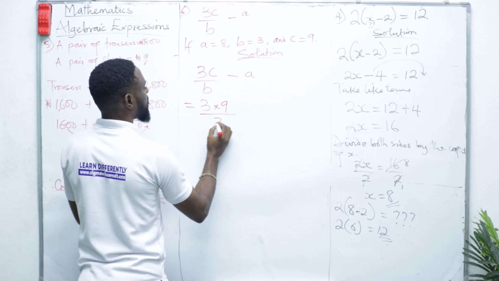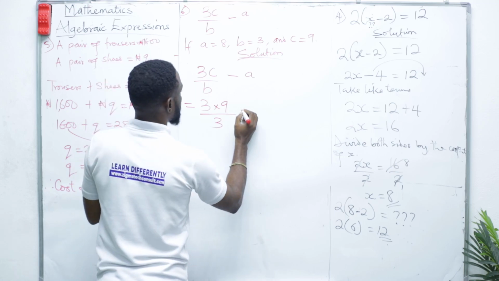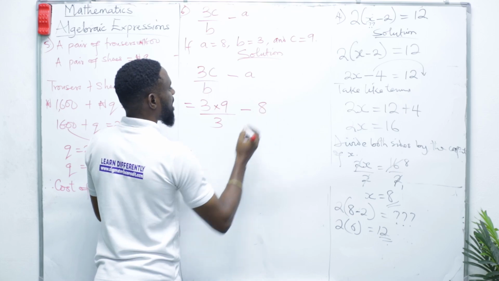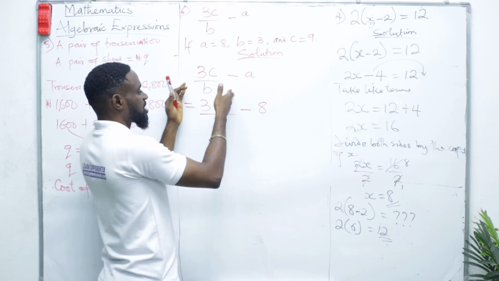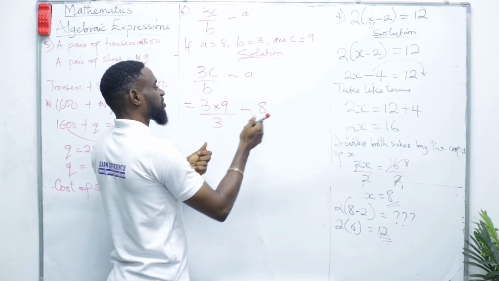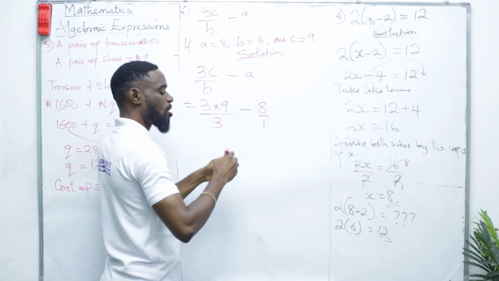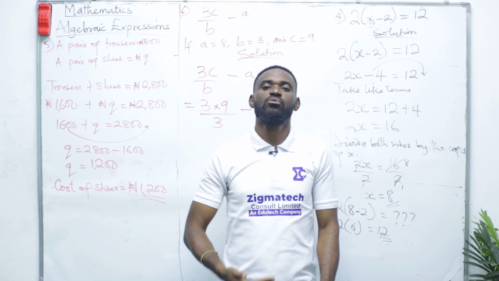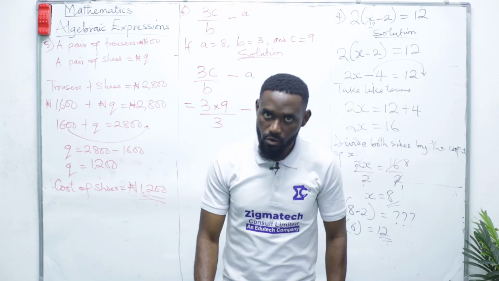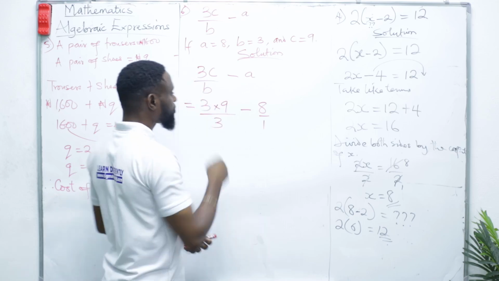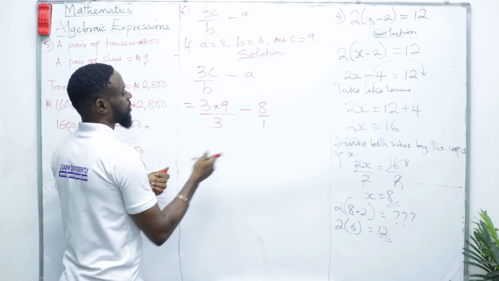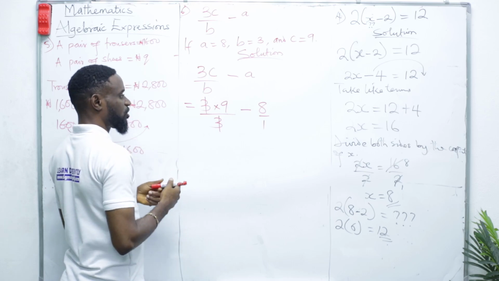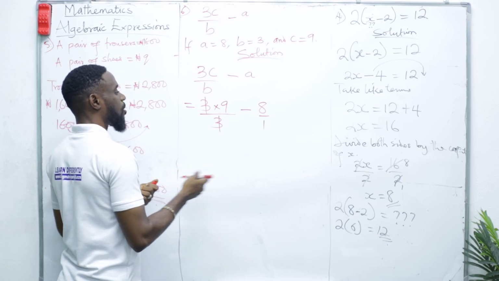Our B is 3. Okay? Minus, what is our A? Our A is 8. I've told you, just because this is a fraction, we can also make this a fraction by adding over 1. Remember, all natural occurring numbers have an invisible denominator, which is 1. Okay? All right. So with this, we can now solve. 3 can divide 3 here. Do you understand me? Okay.